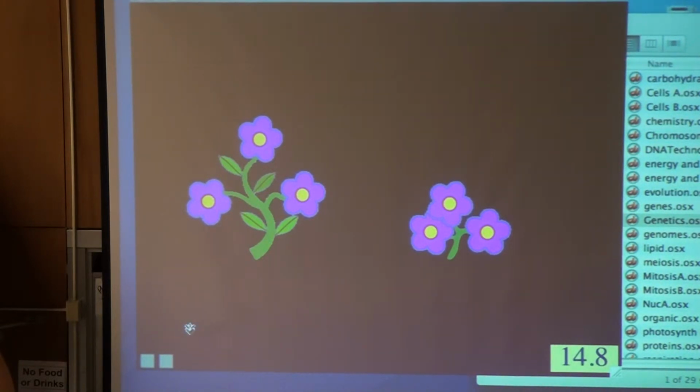Well, this is a good chance for a review. What letter might Mendel have picked? Oh, I'll tell you, the tall is the dominant trait. He probably would have used capital T for the dominant trait, the tall ones, and little t for the short recessive trait. And as it turns out, the little t is the recessive trait in this one.